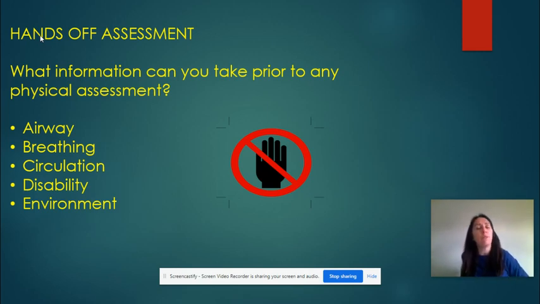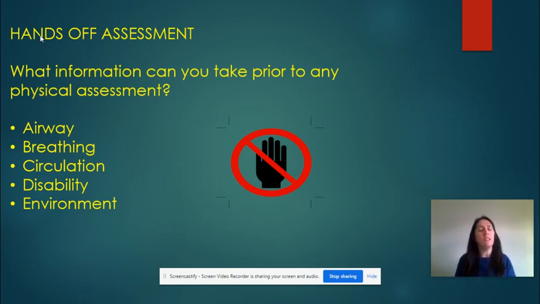Other things that you can tell from disability are limbs. So are all four limbs moving? What is their muscle tone like? Can they sit up? Can they walk? Can they run away? Are they playing with toys? If you think about your adult patients, especially those who are having a stroke and are FAST positive, they won't be moving all four limbs. Same with a neurological event.